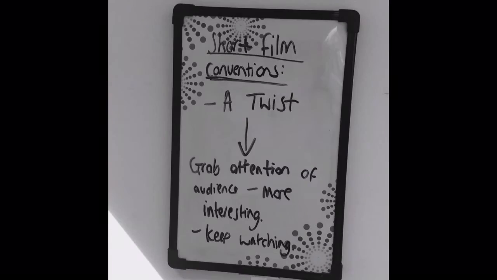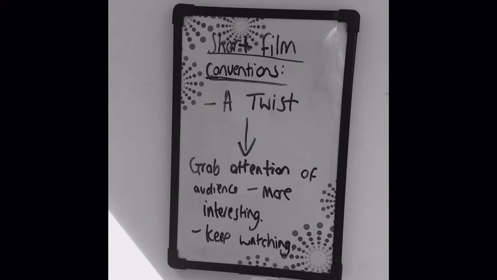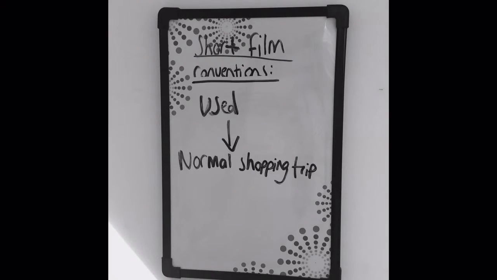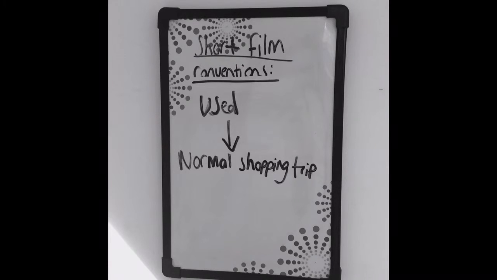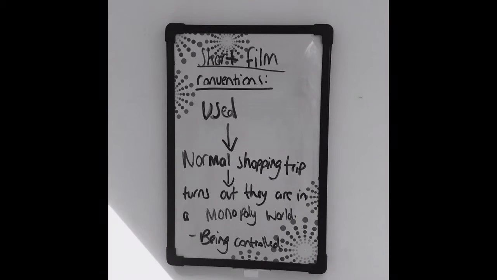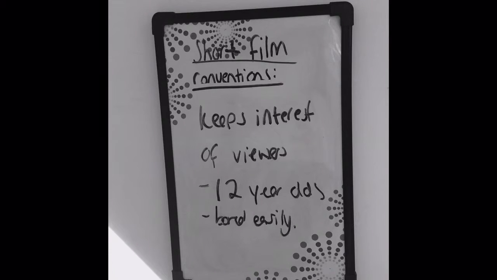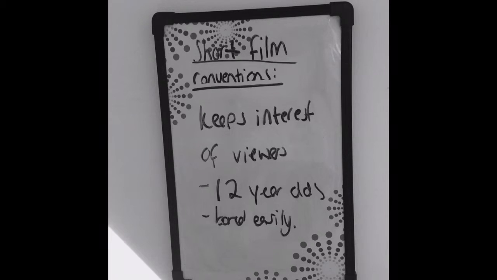Also, a twist is a common convention of a short film, where something unexpected happens and it grabs the attention of the audience and makes it more interesting and keeps them watching. We've used a normal shopping trip to show a normal sort of situation, and then this is contrasted with the fact that they're actually in a Monopoly world and the viewers find this out, and it's all very exciting. This keeps the interest of viewers and gives it that watchable quality that we want, and 12-year-olds for our target audience are obviously bored easily, so we want to keep them interested.